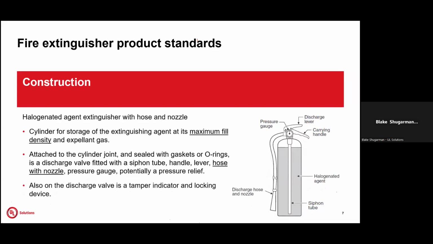And the last product is the halogenated agent, which would be halon, or it could be a clean agent, halocarbon. It is seen that the halogenated agent extinguisher is very similar to many of the basic constructions already shown for the stored pressure, except that we note that there is a slight discharge horn to help in the expansion of the stored liquid to a gas when it is discharged.